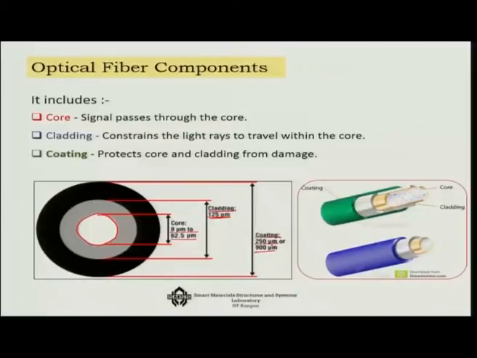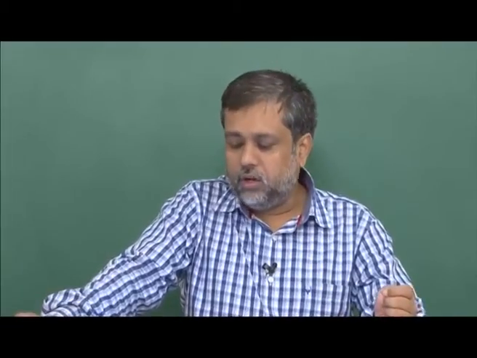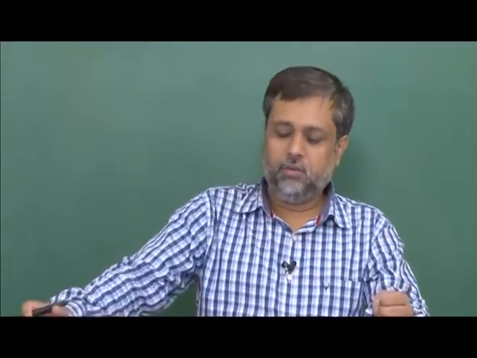The core passes the signal, and the cladding constrains the light. It has a role in creating total internal reflection. I will explain that in a minute, but the cladding constrains the light rays, and the coating protects both core and cladding from damage, because optical fiber is made of various types of glassy materials and some of them are brittle in nature. So during handling there may be fracture. If there is fracture, then all the optical properties will be lost, and there will be loss of signal. Hence the coating has a very important role.